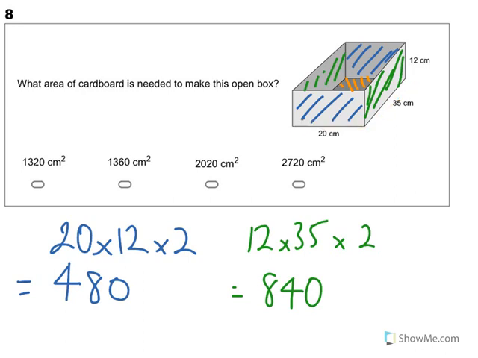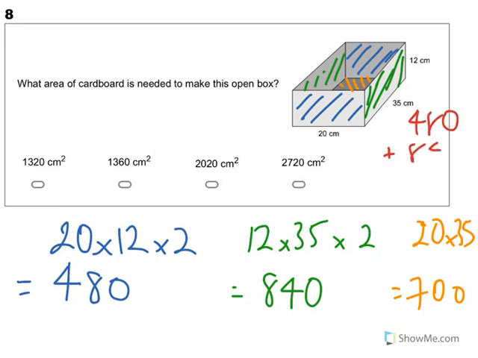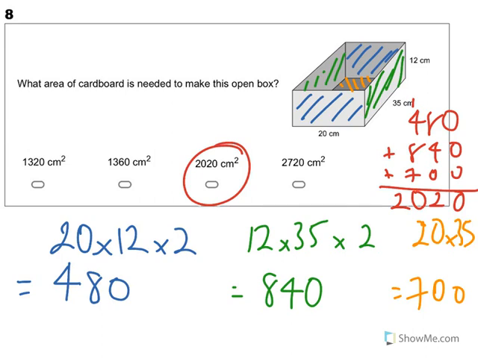Finally we can do the bottom, and the bottom has a width of 20 and a depth of 35. There's only one, so we just need to do 20 times 35, that is 700. And finally, we add all of these together, so 480 plus 840 plus 700. 480 plus 840 is 1320, plus 700 is 2020. So the answer is 2020 centimeters squared.